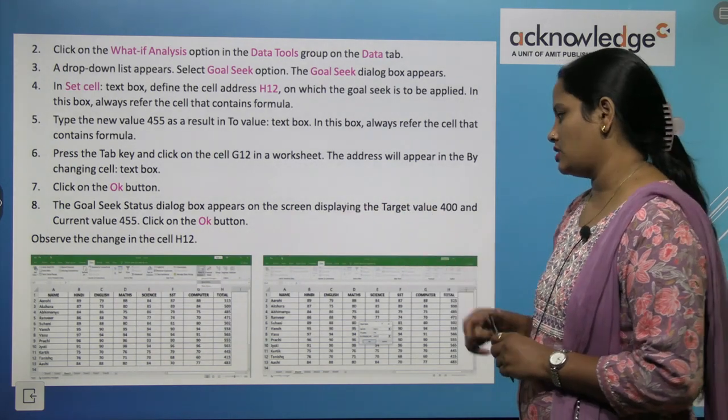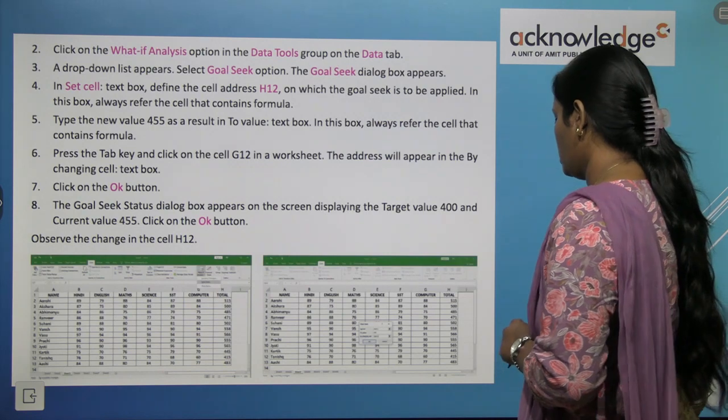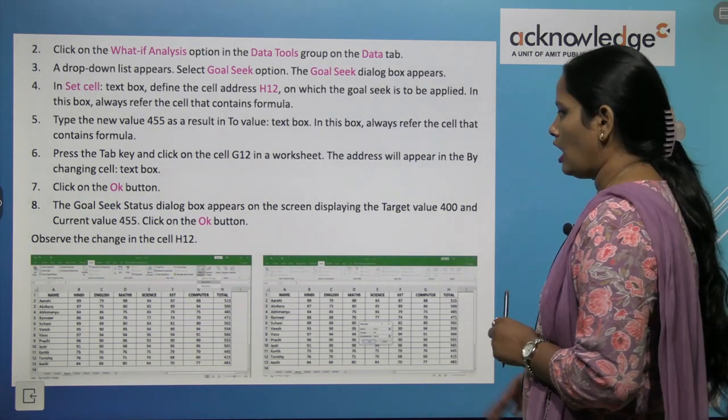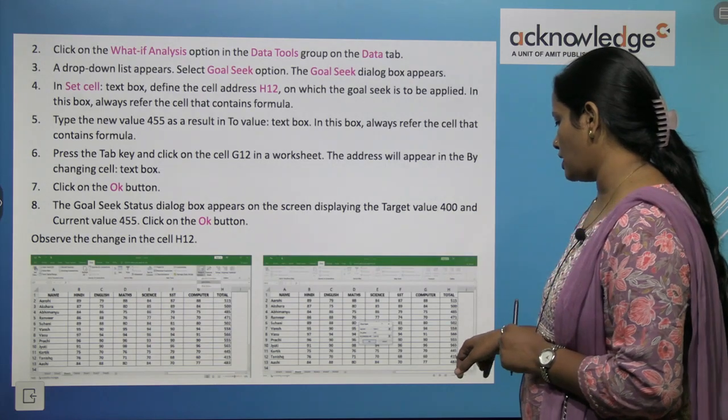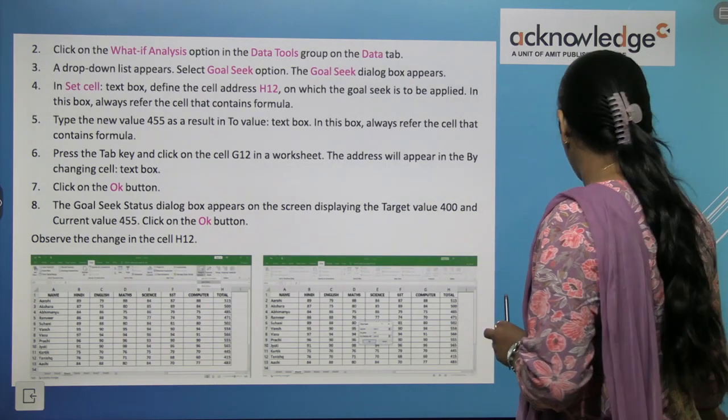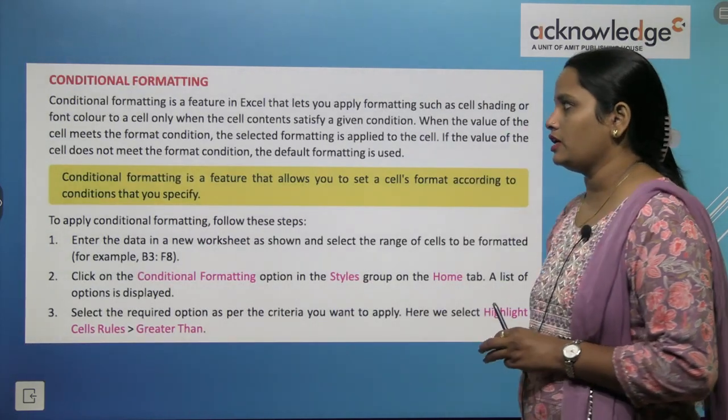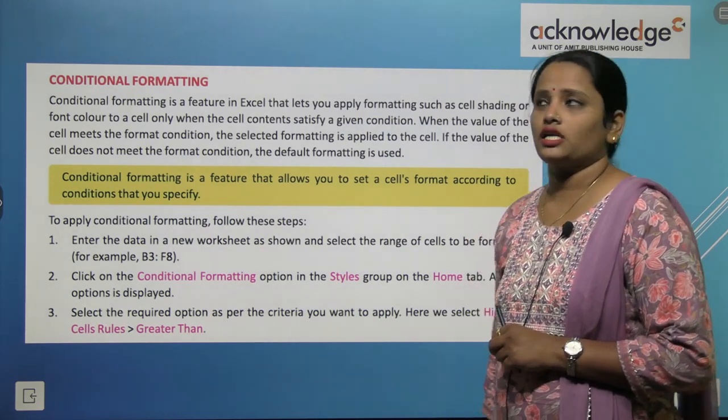Observe the change in the H12 box. So here we can see, after doing this we have to watch this H12 box and we can see the changes that we made. Now next comes conditional formatting.